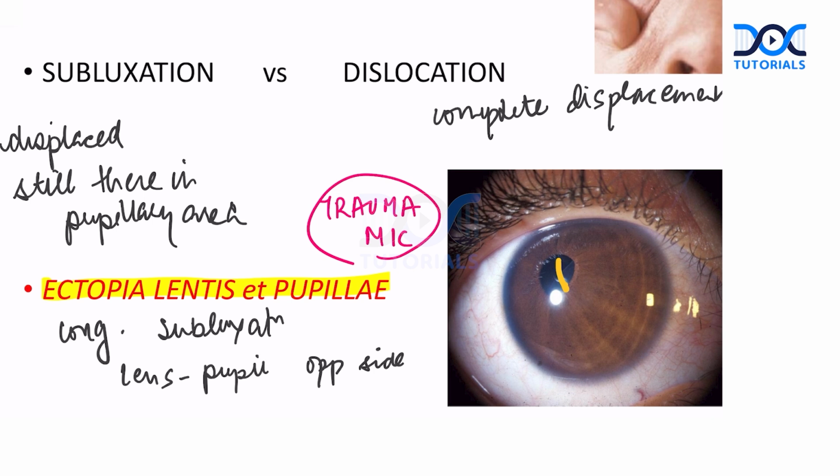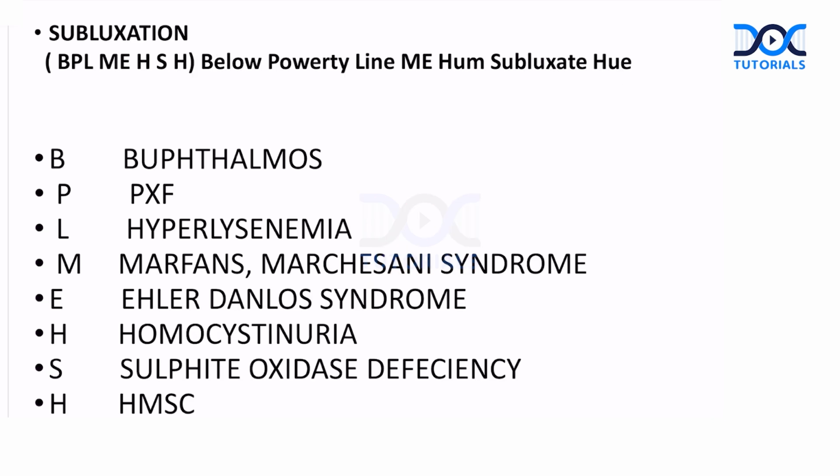Now, friends, after that, I am more interested in telling you the causes of spontaneous subluxation. I hope you understand what is the term spontaneous. Spontaneous means there is no trauma. Lens is spontaneously going somewhere. Okay, so what are the causes? Let us first understand why the lens is spontaneously dislocated. Can I say there is some problem in the zonules? Obviously, somewhere the zonules are weak. That's why there is a spontaneous subluxation.